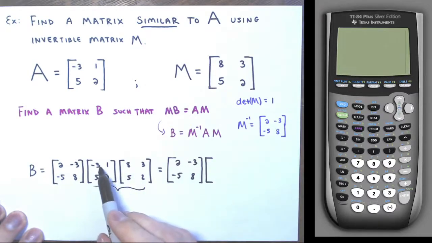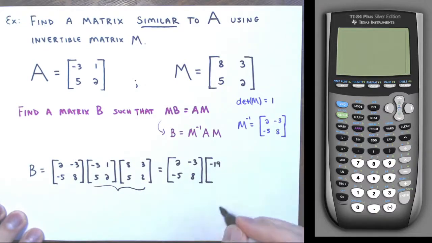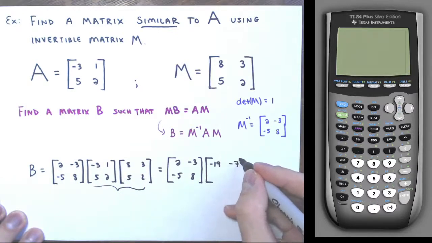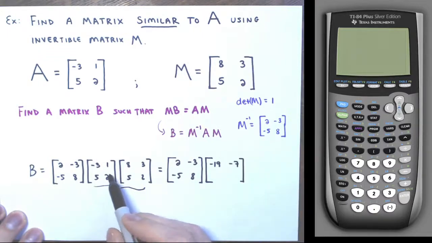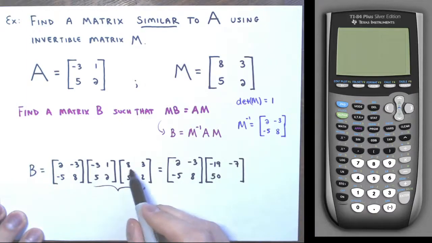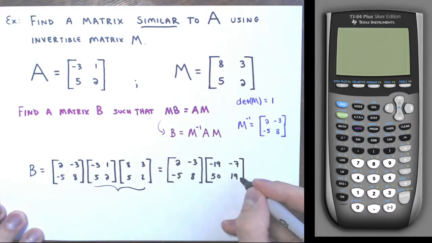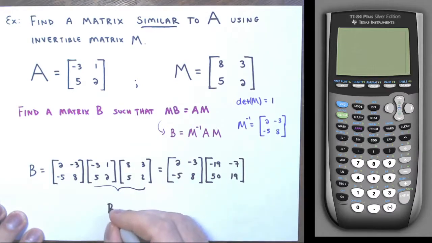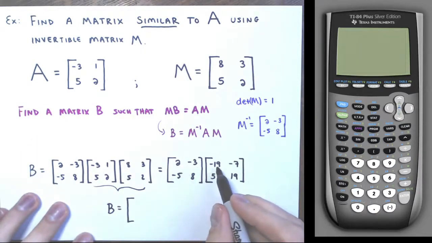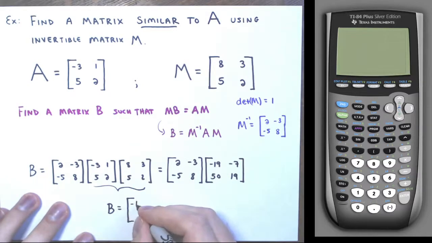So I'm getting negative 24 plus 5 is negative 19. Then negative 9 plus 2, negative 7. Then 40 plus 10, 50. 15 plus 4, 19. And then multiplying those two, we're getting this matrix B that would be considered similar to matrix A. So we get negative 38, minus 150, so minus 188.